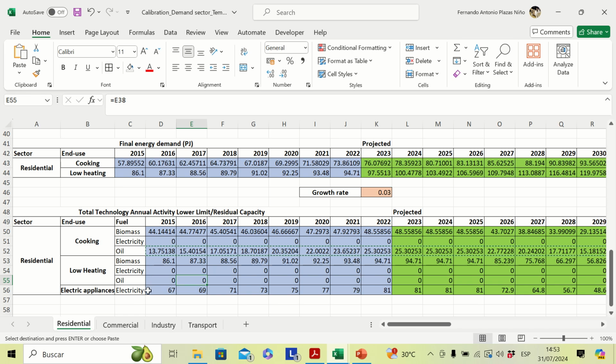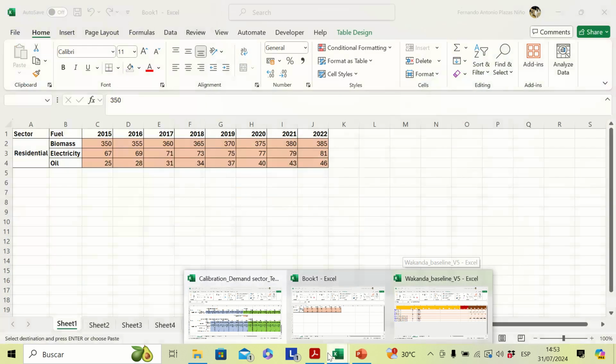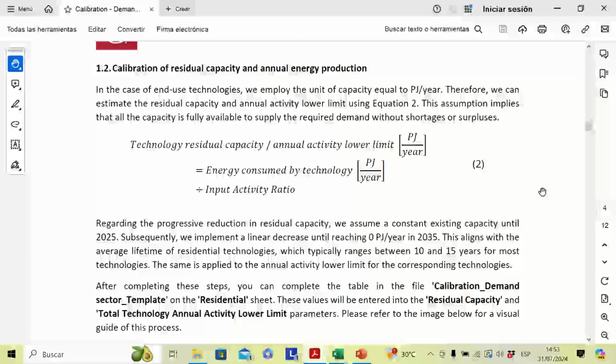We need to repeat the process again for our other technologies, like for example here biomass heater and also the electrical appliances, but as I mentioned before, probably we will need to update this template just for indicating what are the different codifications that you need here. So no worries about that. Now let's go to the second part of this exercise.